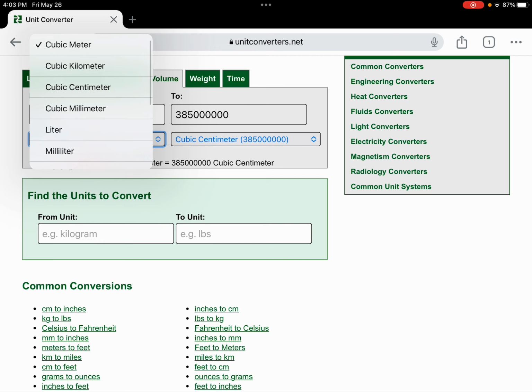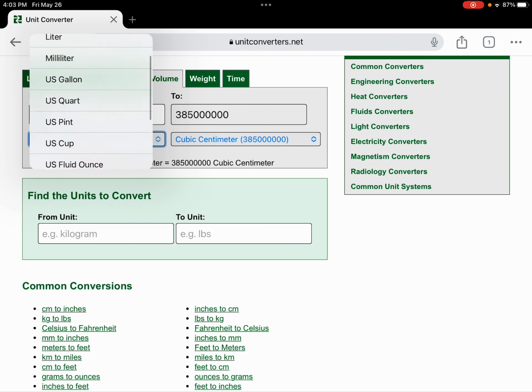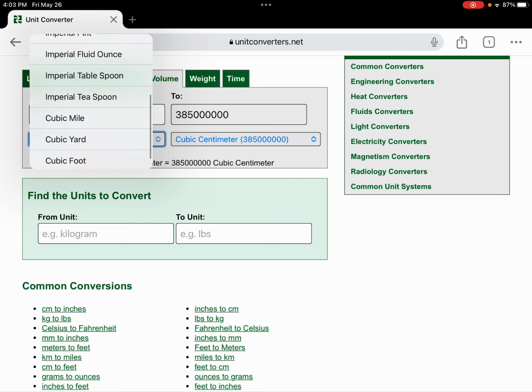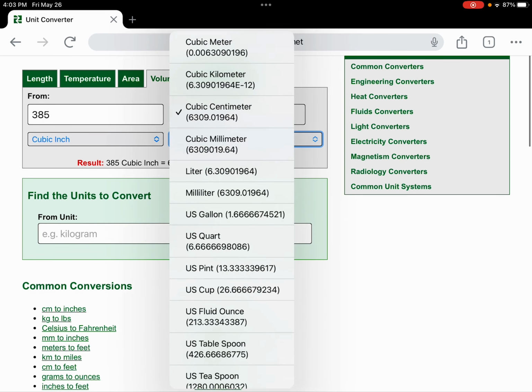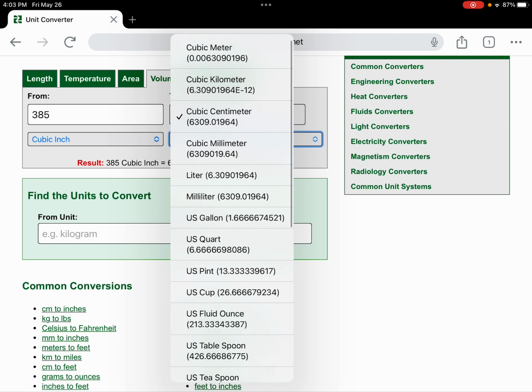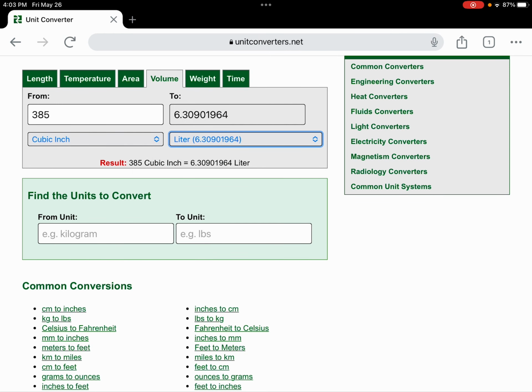So in this case, we want to take 385 cubic inches. So let's find cubic inches. There it is down at the very bottom. And we want to turn it into liters. And that's right here. And so 385 cubic inches is equal to about 6.3 liters.